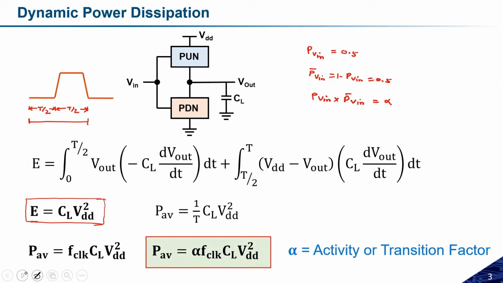Hello, sir. Yes, please. Sir, when the probability is T by 2, T by 2, that time we saw that P average is exactly F into C into VDD square, right? Can you repeat again? Sorry. Sir, when the period is exactly T by 2, T by 2, the average power is exactly as we calculated now, F into CL into V square, right? No, you have to multiply by the activity factor. Suppose the probability is the same, in that case this activity factor is nothing but 0.5 into 0.5, so it will become 0.25. Okay. But sir, we just calculated CL into VDD square by T.